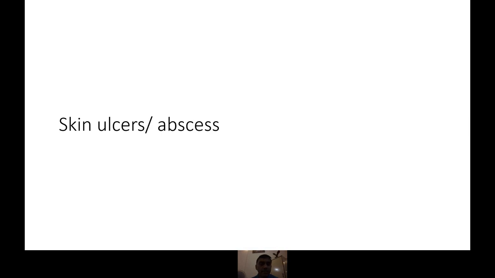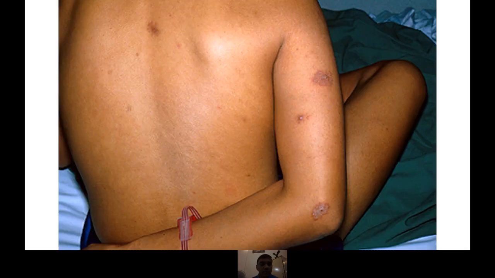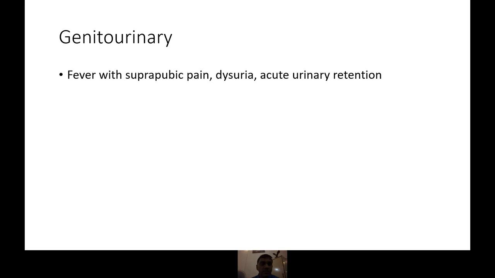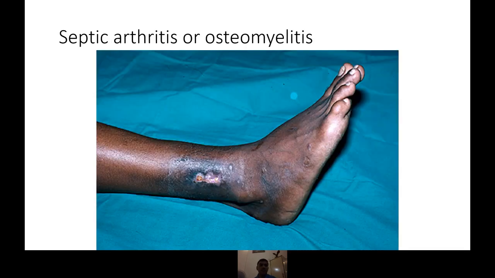Then, as I said, it can present as skin ulcers or abscesses as a result of direct inoculation. So these are some of the skin lesions that you might find. Then sometimes it can present like a UTI, and of course the worst form can be osteomyelitis or septic arthritis with a chronic discharging sinus from the bone.